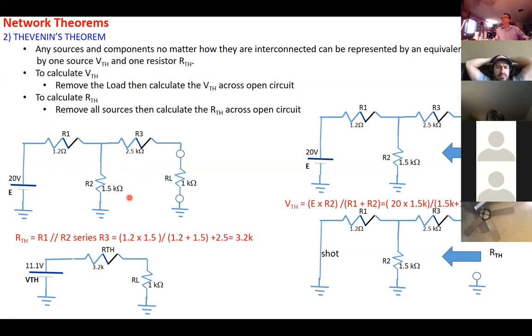Okay, now, first step, to calculate the V Thevenin, you must remove the load. This is the load right here. You understand what that means for the load? That means it does not depend on the setup. I'll give you an example.